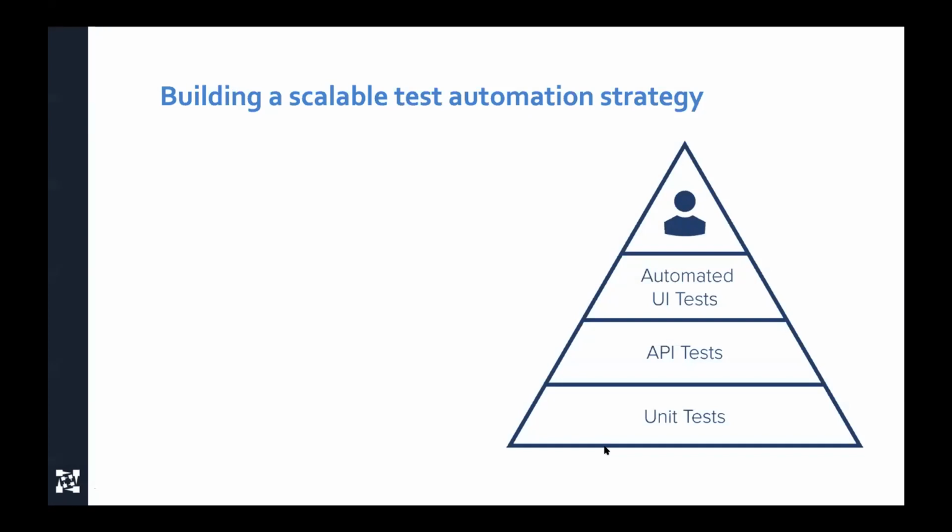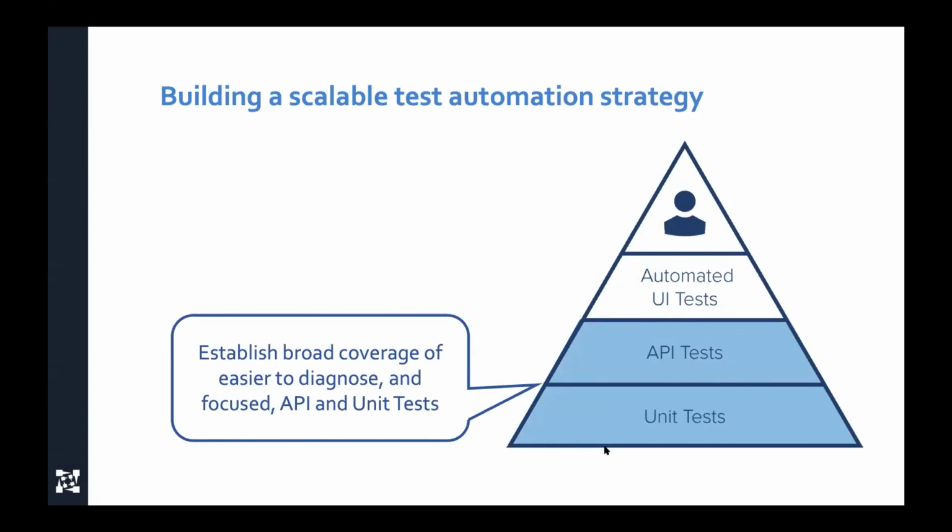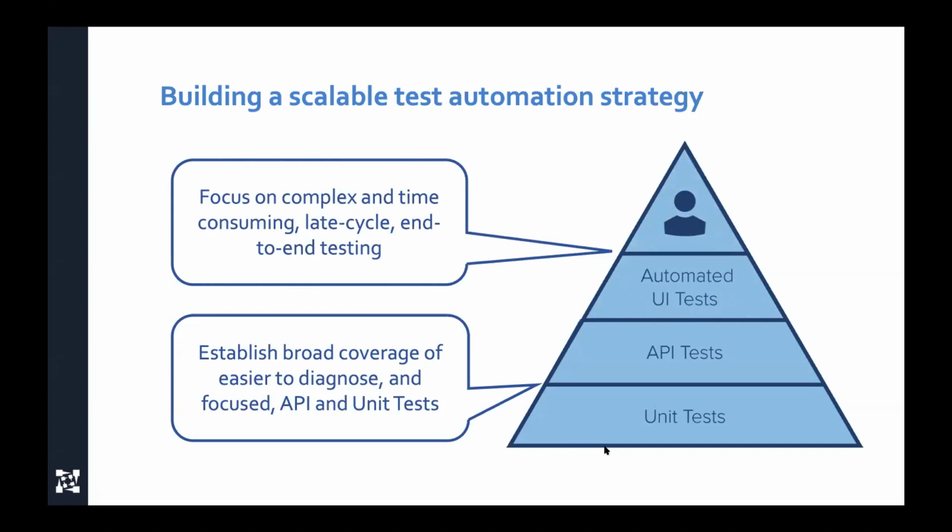I'm a big proponent of this strategy of establishing a solid foundation of unit tests, which are granular. They're easy to execute. They're easier to diagnose. You get a nice broad set of code coverage. Moving up through the testing pyramid with less and less tests at each of the layers. The next layer up is API testing. Testing RESTful services, for example, great way of validating business logic that sits behind the functional UIs.